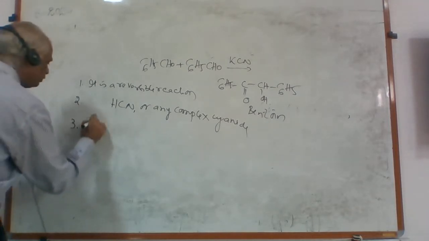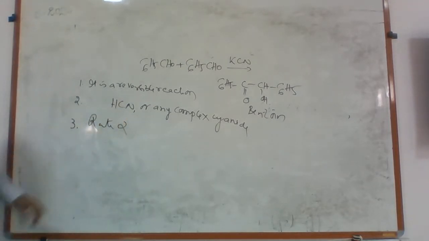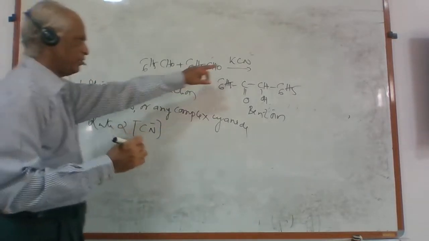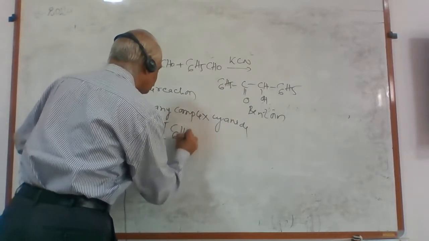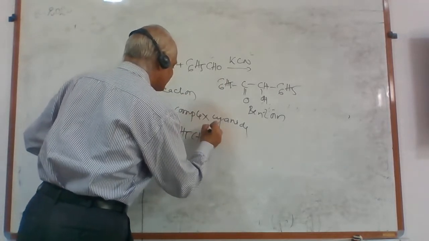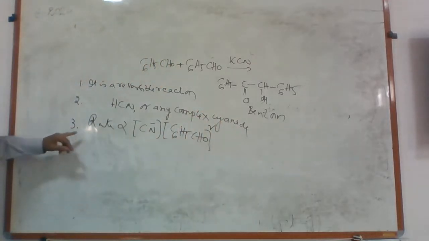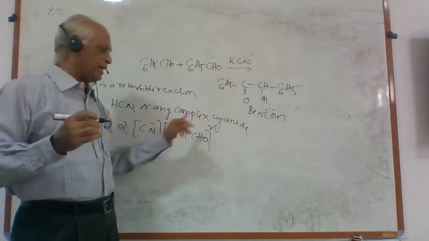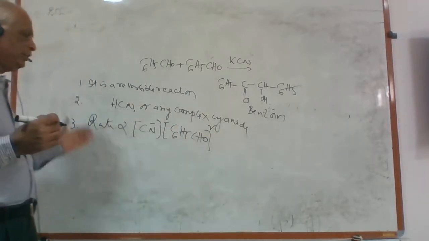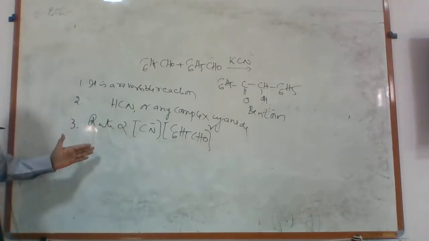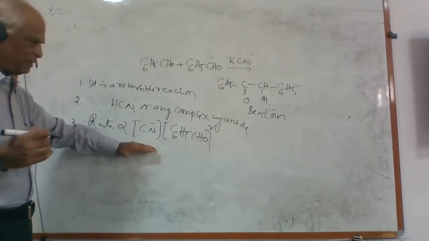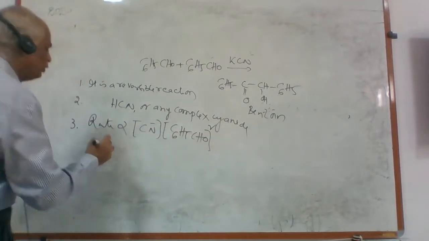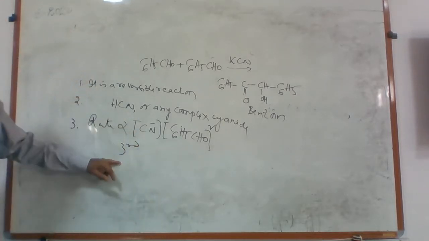Number three, the rate of reaction is directly proportional to the concentration of cyanide ion and two molecules of benzaldehyde, that's why C6H5CHO square. That means rate is directly proportional to the concentration of cyanide ion and on the concentration of 2 moles of benzaldehyde. Therefore, if you observe kinetics, this reaction is first order with respect to cyanide ion and second order with respect to benzaldehyde. In total, this is a third order reaction.